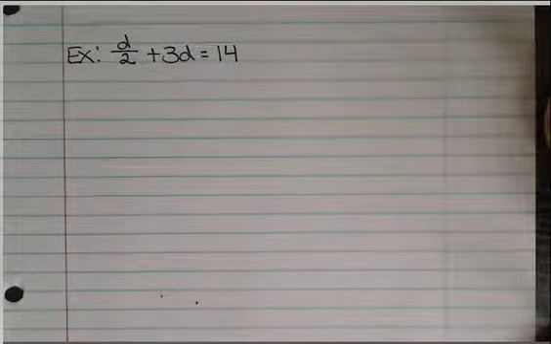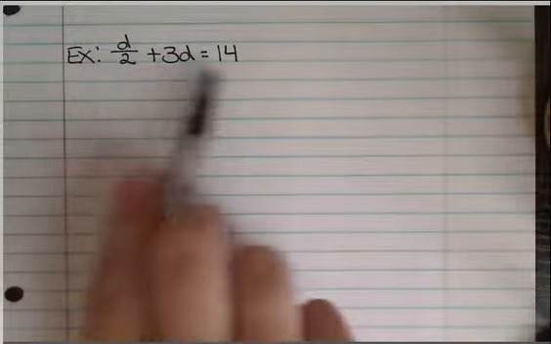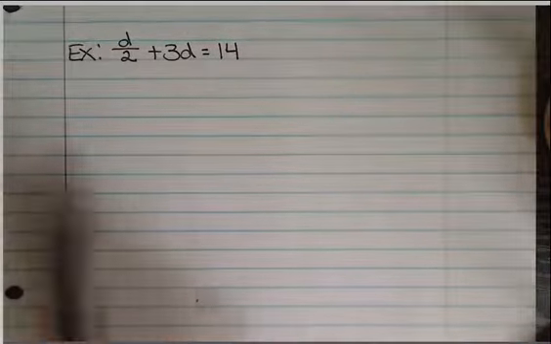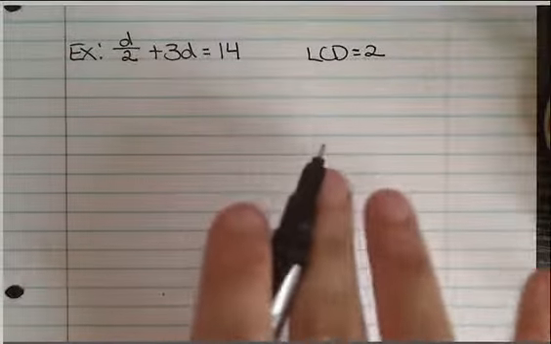Okay, we have d over 2 plus 3d equals 14. We do have a fraction, so we need to do the least common denominator. All these denominators of whole numbers, remember, are just 1, so our least common denominator is 2. So our LCD is 2, so we need to multiply everything by 2. I'm going to just stick it out front. 2 times d over 2 plus 3d equals 14 times 2.